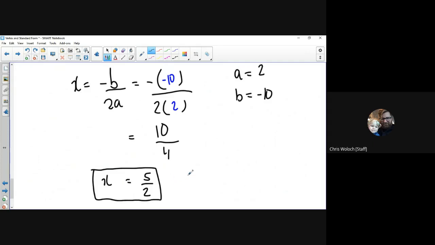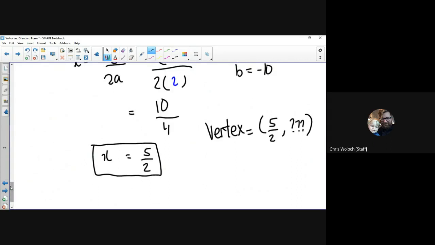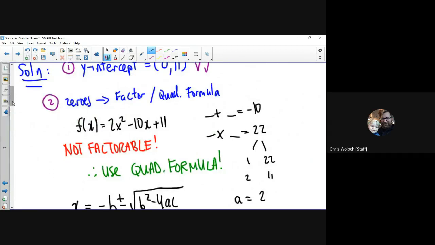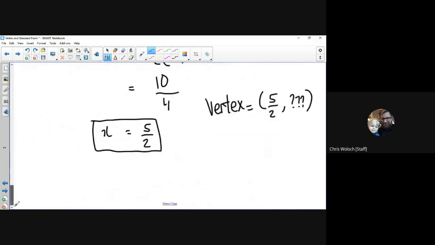So again, this is the x value of the vertex. So that means my vertex right now is 5 over 2 and unknown. Now, how do I find the y value? Well, let's plug this into our function right up here, and I'll get the y value. So we're using the little hint in the quadratic formula. And really, it may seem more complicated right now, but the math behind it is way simpler, where you don't have to manipulate and change the standard form equation into vertex form.